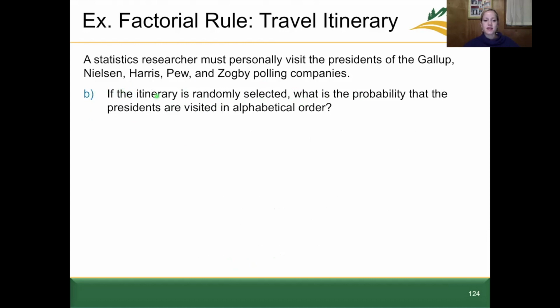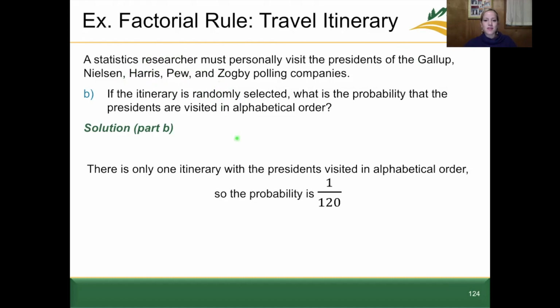So if the itinerary is randomly selected, what is the probability that the presidents are visited in alphabetical order? Well, here we could see that we'd have to go to H, then G, then N, then P, then Z. So there's only one different way we can travel so that we're reaching each president in alphabetical order. So for part B, we just solved initially that we have 120 different options.